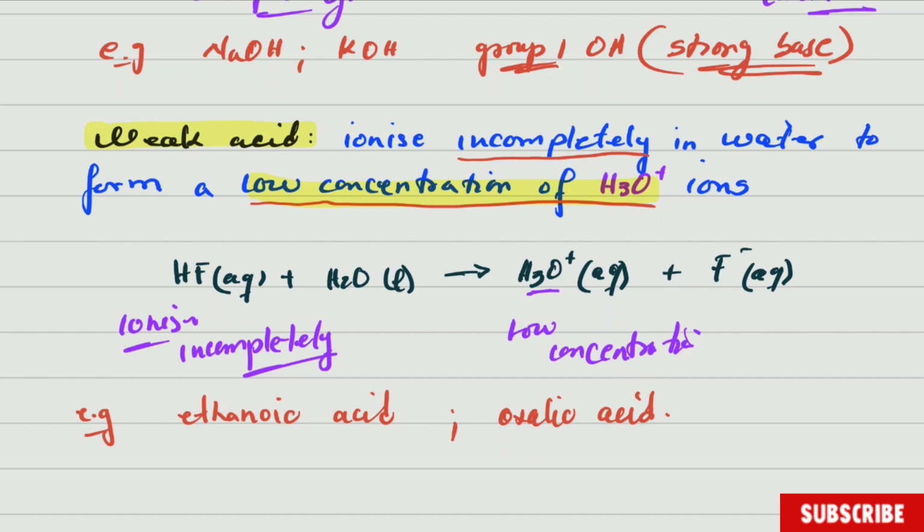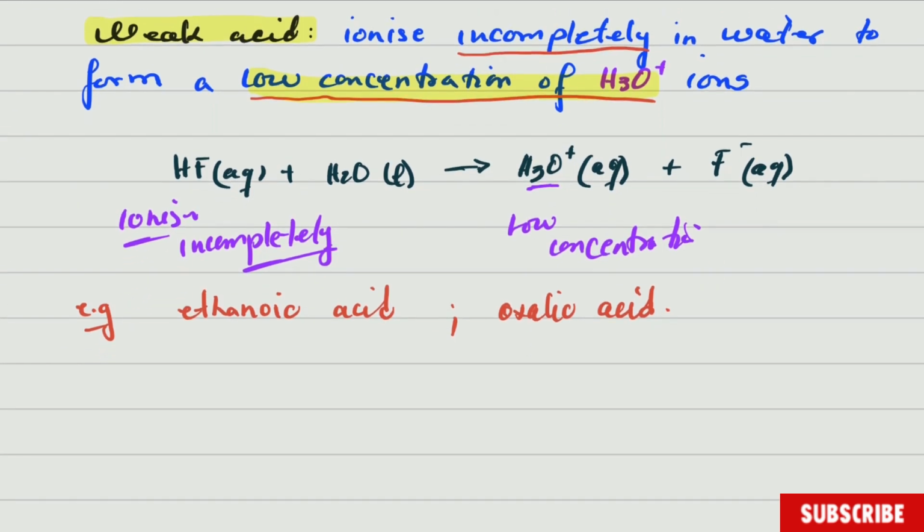And then we have two main examples of weak acids, and those are ethanoic acid and oxalic acid. You can remember that if you think you're going to forget. So now let's go to weak bases.